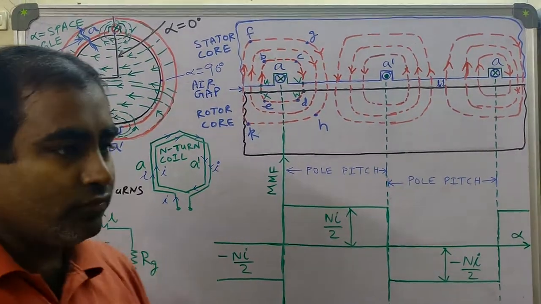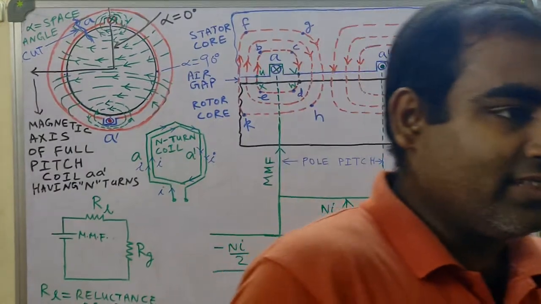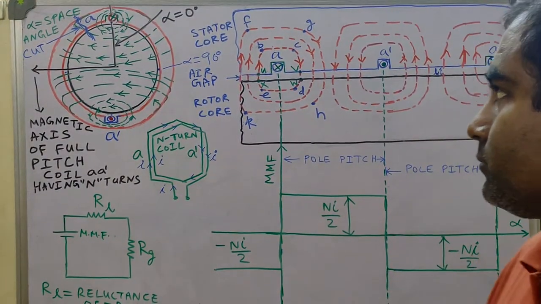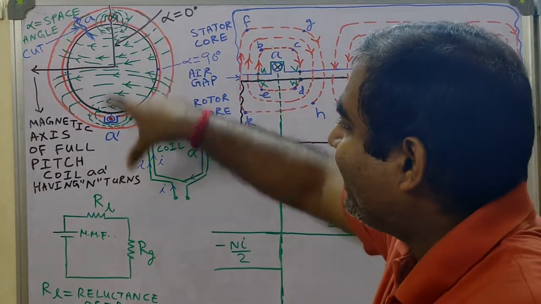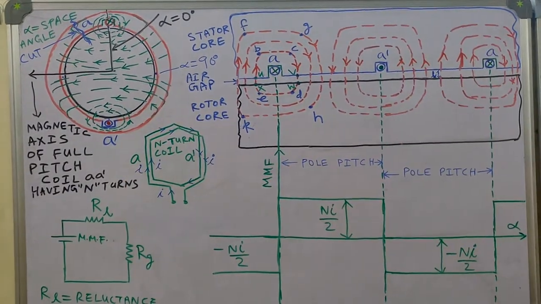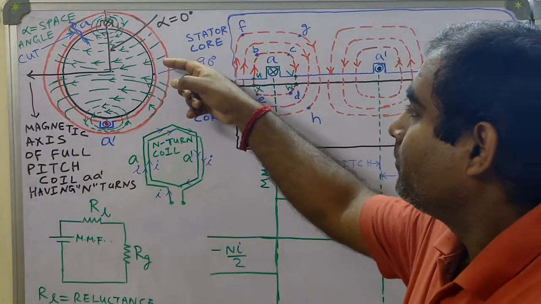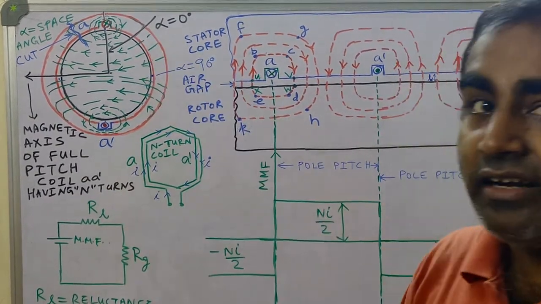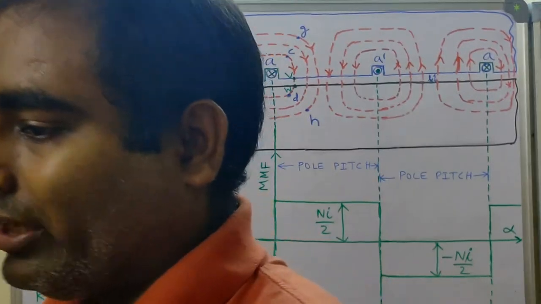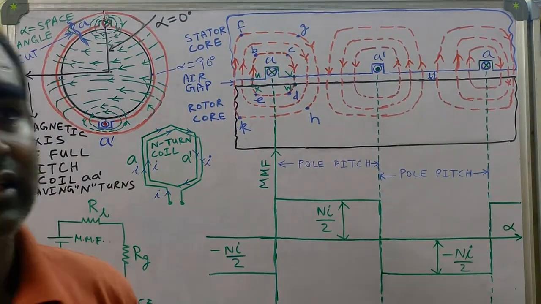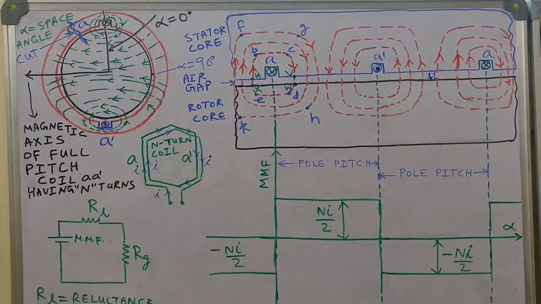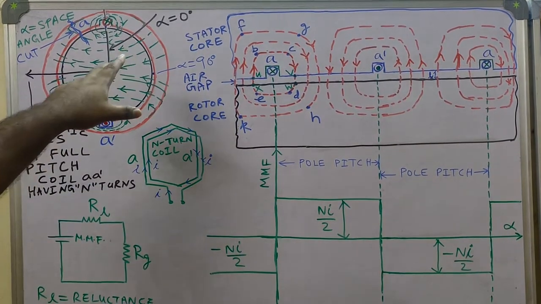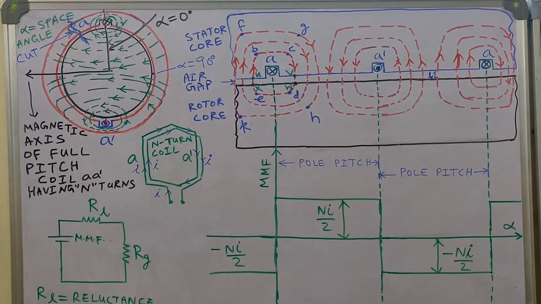So what will this assumption allow us? This assumption that the air gap length is very small compared to the pole pitch of the coil AA dash will allow us to say that the air gap is being crossed by the magnetic lines of flux in a radial manner. That means whatever magnetic lines of flux are leaving the stator core and entering the rotor core will cross the air gap in a radial direction.